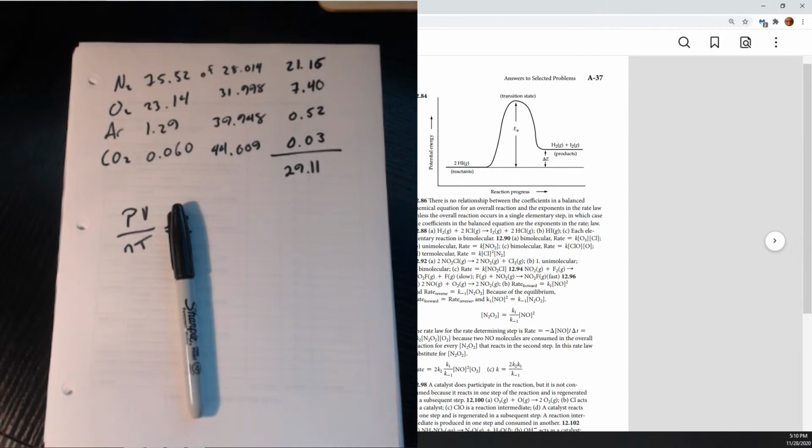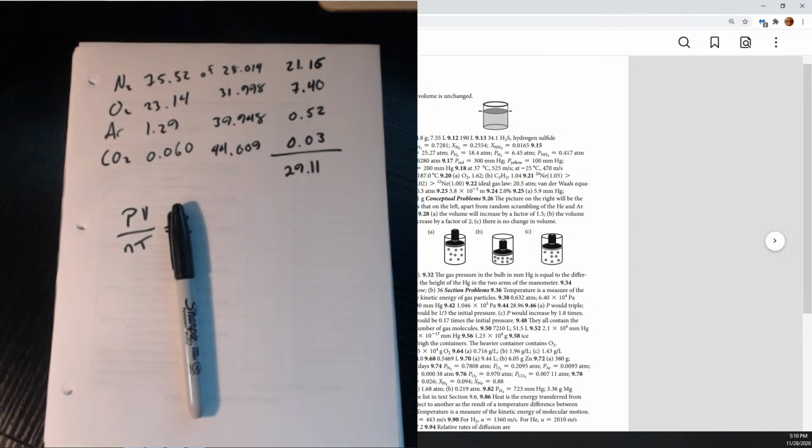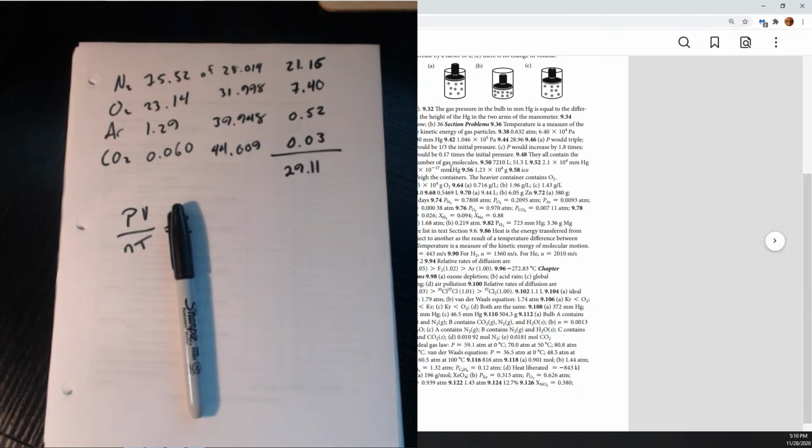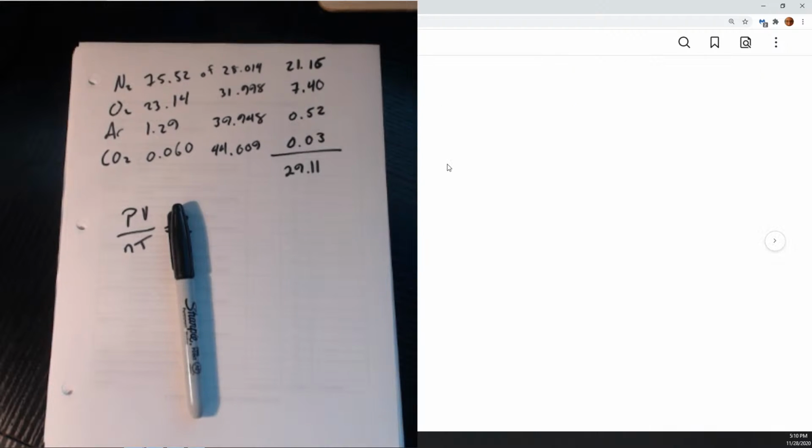37 is way too far. That's what I thought. It's 32. Yes. So 48. They all contain the same number. See, no, they contain the same number of particles, but not molecules. I'm smarter than they are. I'm a clever duck.